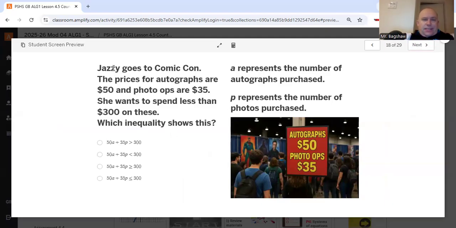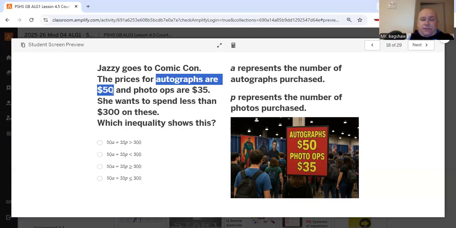All right, let's see what we got here. Jazzy goes to Comic Con. The prices for autographs are $50, photo ops are $35. She wants to spend less than $300. Which inequality shows this? And we can see we've got a little picture here that summarizes that information. Hey, it makes sense to use A for autographs on this question and P for photos purchased. And we're just trying to match these things up.